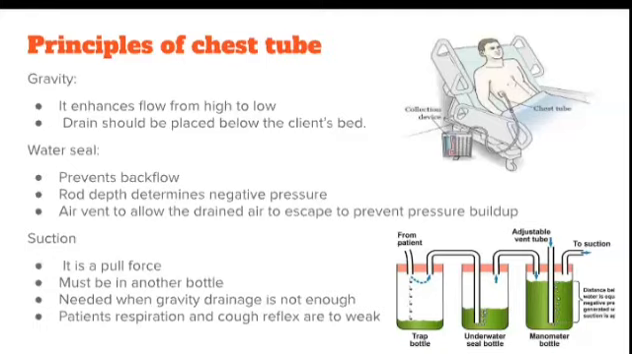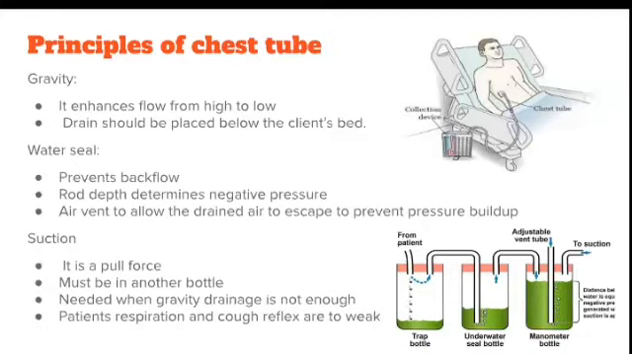Suction, the third principle here. There is a suction force that will help to drain the fluid or the air easily or quickly. It is a pull force, and must be in another bottle. So usually if you are having a one bottle system, we never connect it to the suction. If it is a 2 bottle or 3 bottle system, we can connect it to the suction. It is needed when gravity drainage is not enough. If you think gravity will not help the patient to bring out the fluid, especially after post thoracic surgeries, and you want the suction to be effective, then you connect it to the suction.